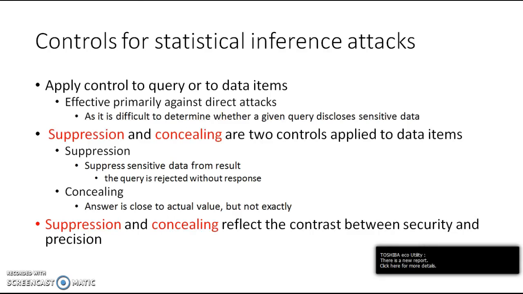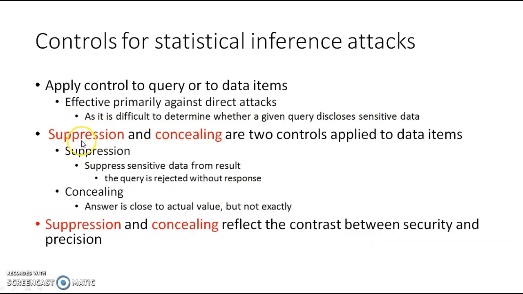If you see over here, how to control it: there are two ways. One is called suppression and another is called concealing. In suppression, you totally reject the query, saying I'm not going to entertain this query, because this XYZ query can reveal some inference attacks. In concealing, sometimes you give some information, some values, but not the exact value, so attackers cannot take advantage of it. So apply control to the query to all data items. Effective primarily against the direct attack.